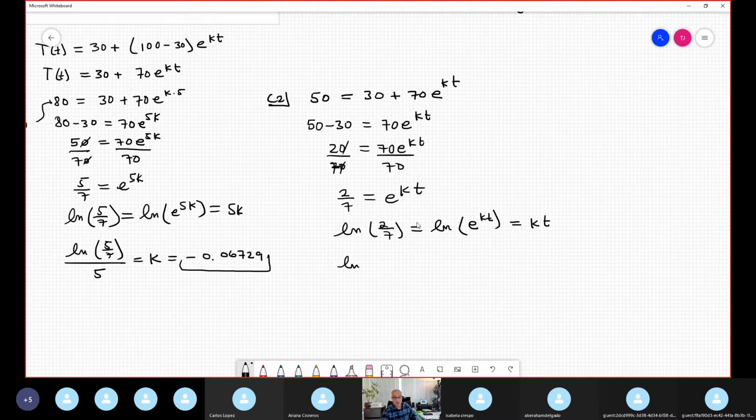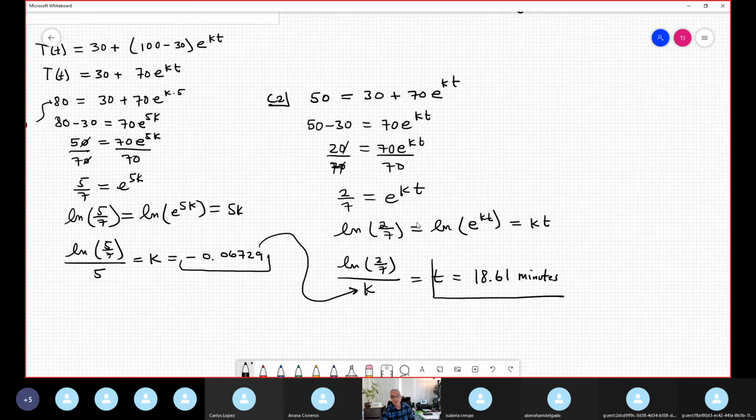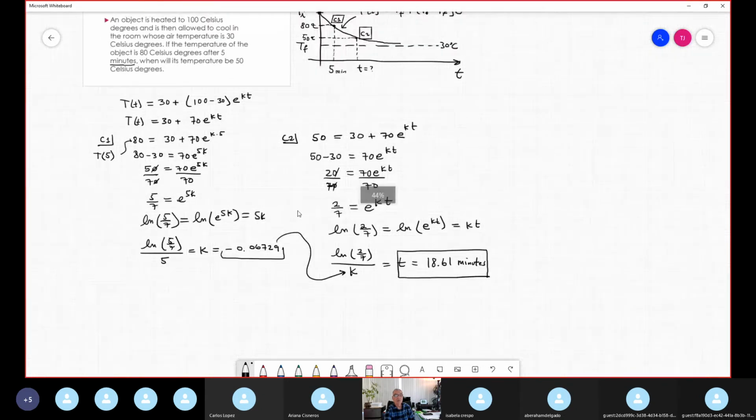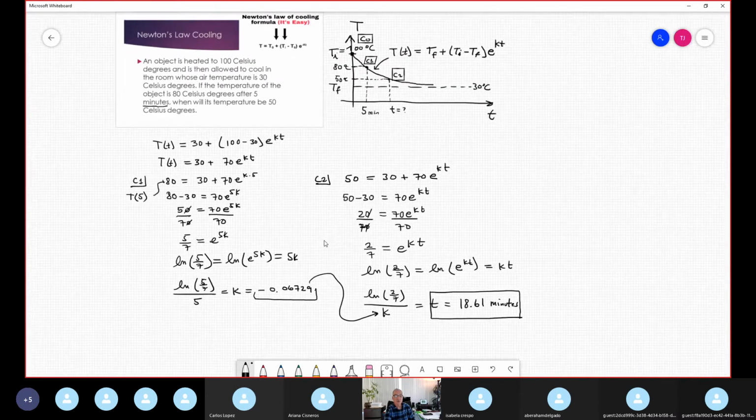So, the logarithm of 2/7 divided by k. Now who is k? This is k. I put it from the memory, I do the division, and the answer is 18.61 minutes. It is the thing I try to find. The time for the temperature of this object to decrease from 100 Celsius degrees to 50 degrees.